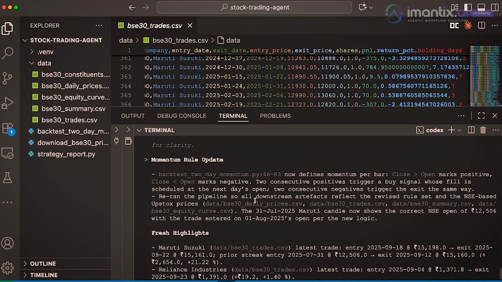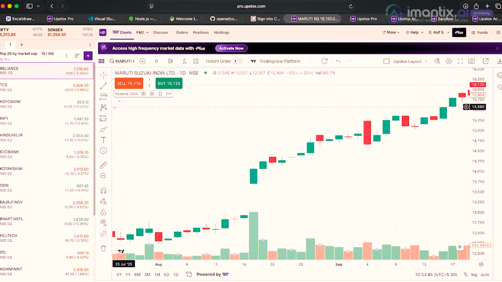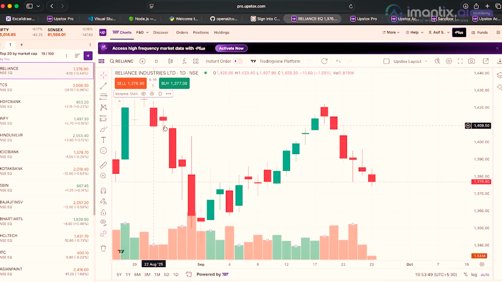Okay, so it says it has modified the strategy, and now it will enter on the 18th of September and exit on the 22nd of September. Okay, let's look at Reliance. I mean, that's the one we had started out with actually. So let's take Reliance. I think Reliance is a better example.